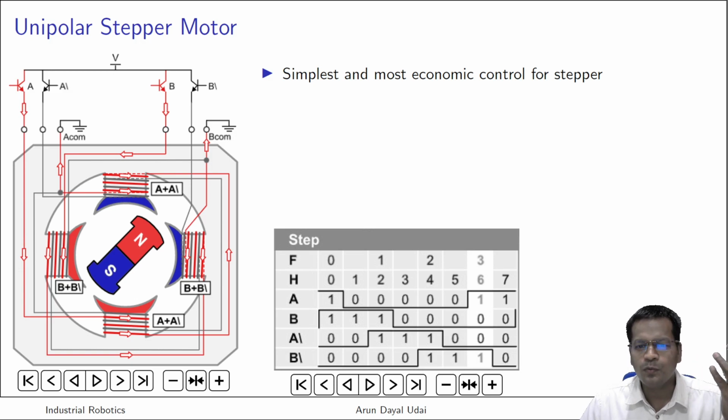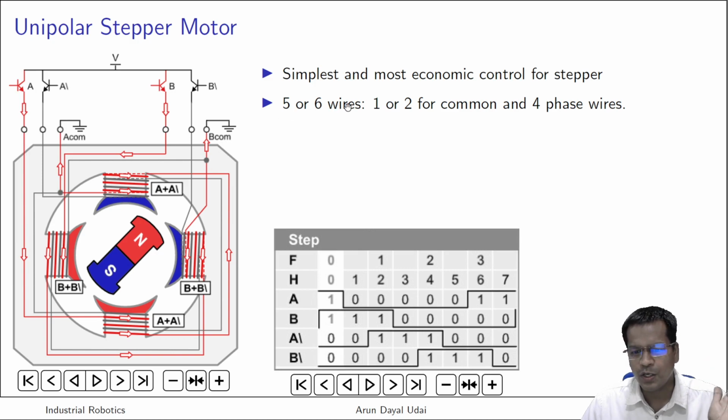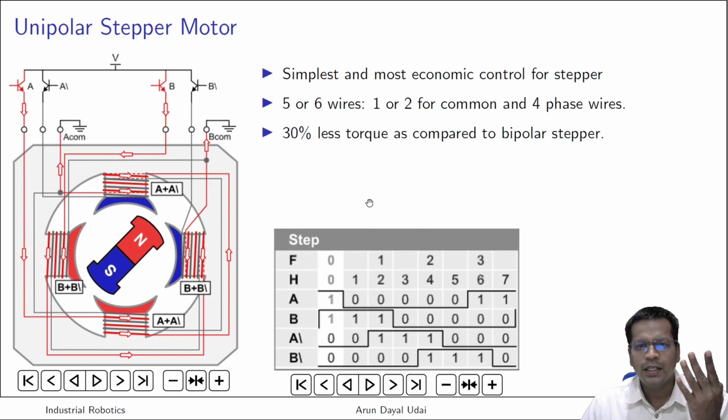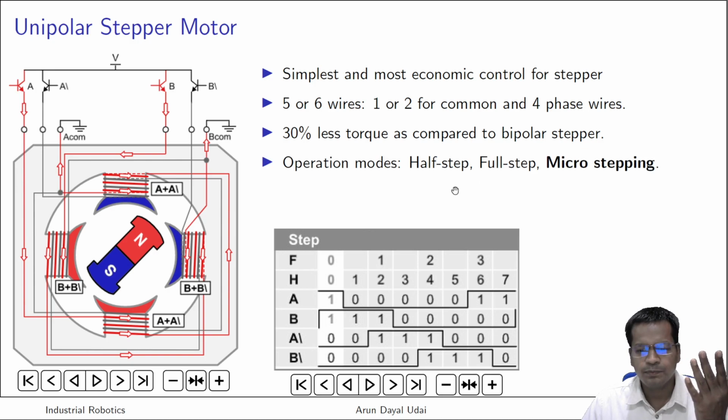So the power by weight ratio of this type of motor is a little poor. It has 5 or 6 wires, 1 or 2 for common, and 4 phase wires. They expect these signals. Got it? And 30% less torque as compared to a bipolar stepper. We'll talk about bipolar stepper next. Then operation can be in half step, full step, and micro step also. We'll talk about micro stepping also.